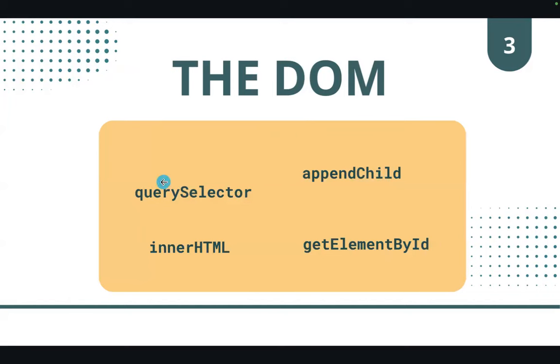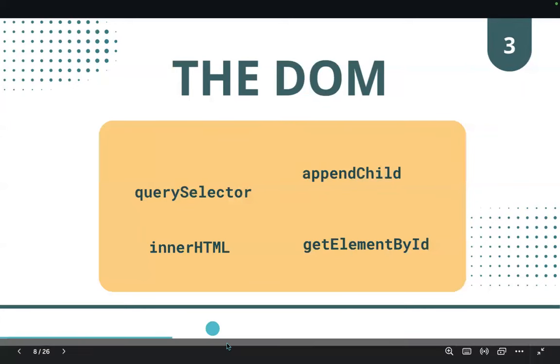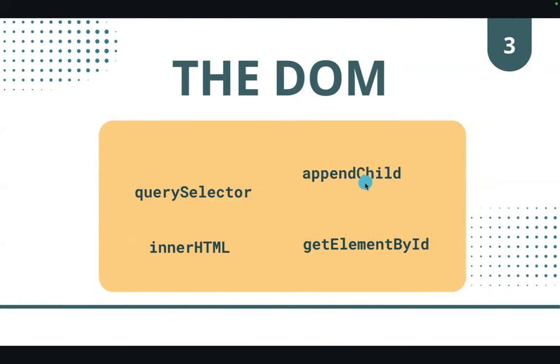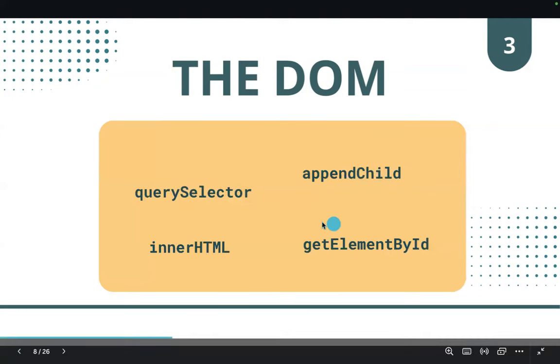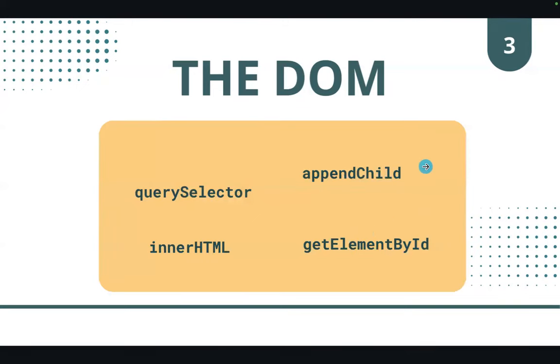And I'm sure you've seen some of these so far. Query selector, append child, inner HTML, get element by ID. These are all DOM methods that you can use in JavaScript to basically select or change the HTML. And there's a bunch more. These are just some of the most common ones that you've probably used.